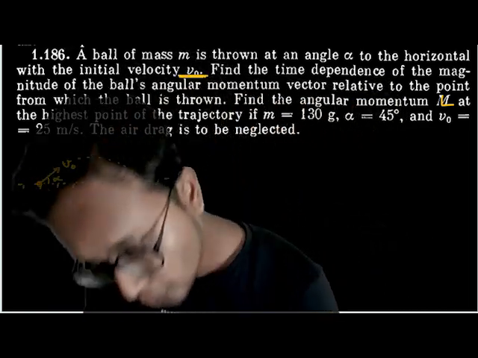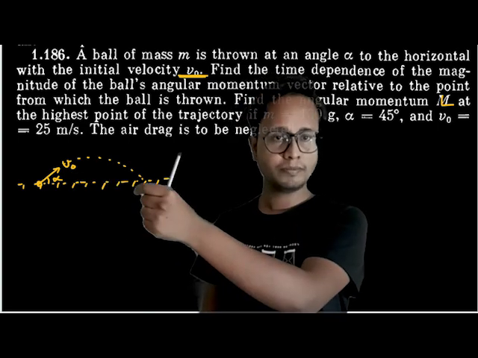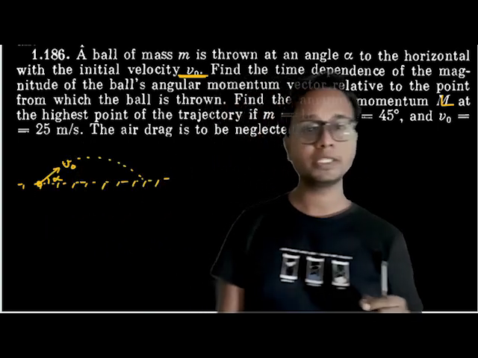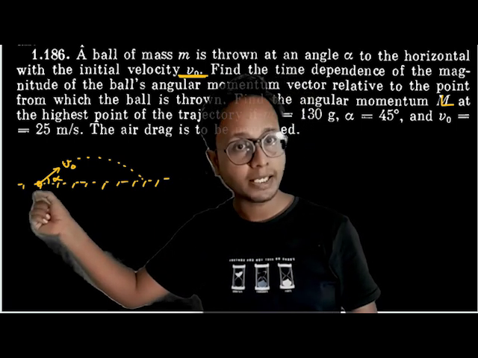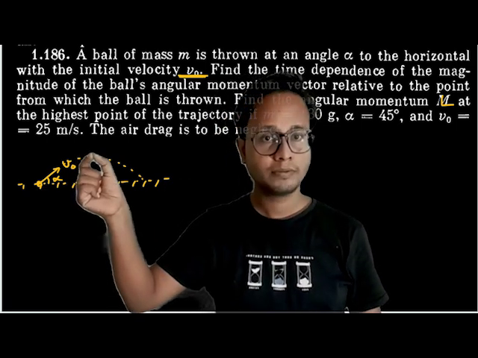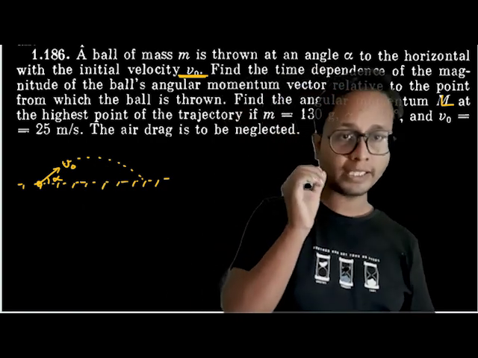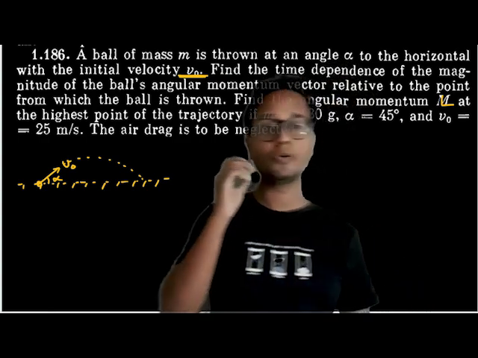This question has two parts. The first part is to find the angular momentum at any point about the origin, sorry, at any point along the path. The second part is to find the angular momentum when the ball, or the particle, is at the topmost position of the projectile. To understand this question better, first I'll solve part 2 and then move on to part 1.